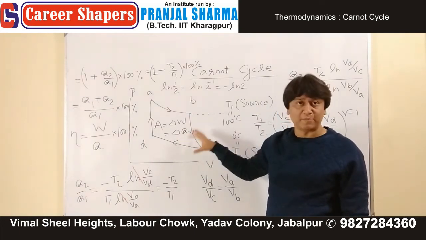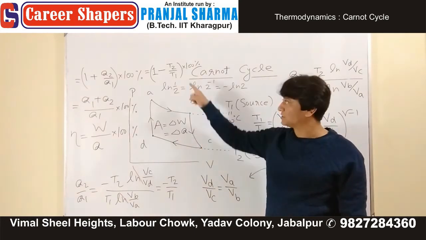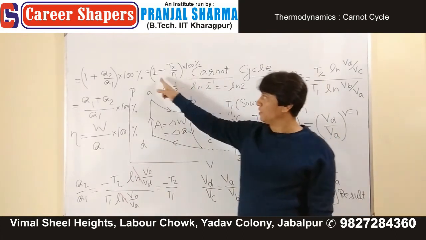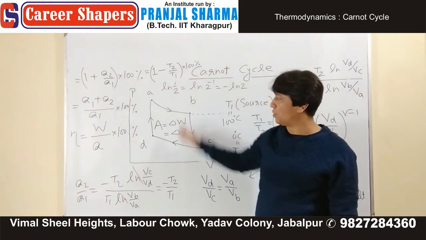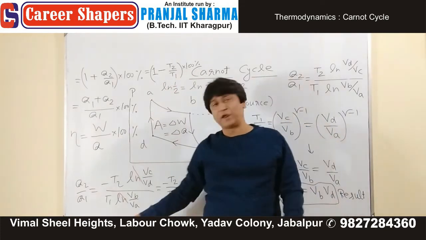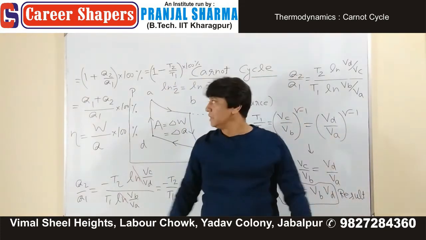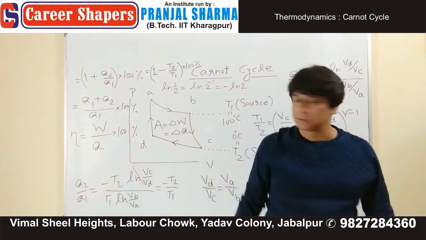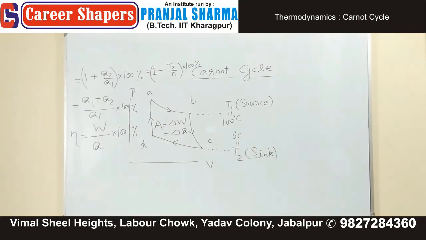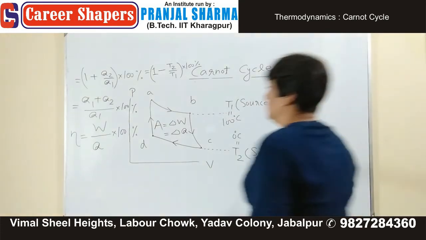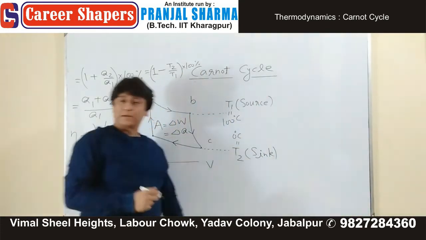We'll see the second part of this, the second method, but if you are comfortable with this 1 minus T2 upon T1, the development of this 1 minus T2 upon T1 using all these ratios, adiabatic part and all, then write down yes in the comment box. Look at this second approach.